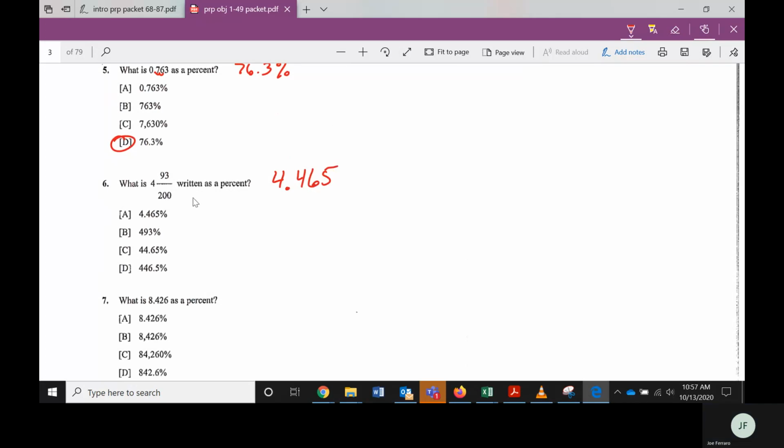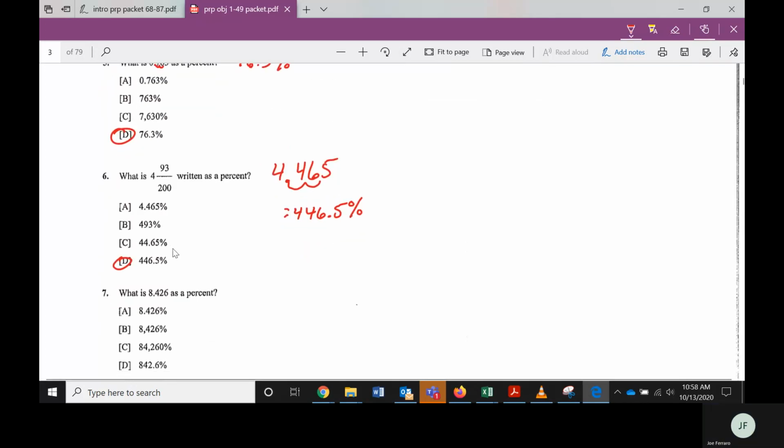4.465. Again, I didn't do anything with the 4. I just know that's the whole number, so that goes in front. Then I typed in 93 divided by 200, 0.465. Now that's the decimal. That's not your answer. So don't circle A. Okay, that's the decimal version. Percent, we move it 2 to the right, make it 2 bigger. 1, 2. So that equals 46.5%, with a percent sign after it. So that's letter D.